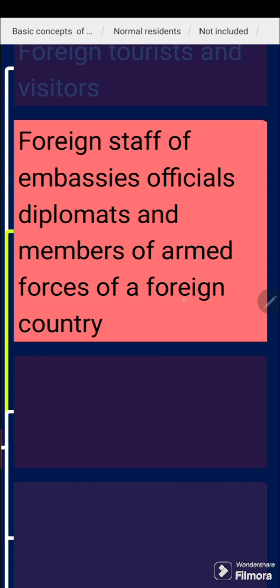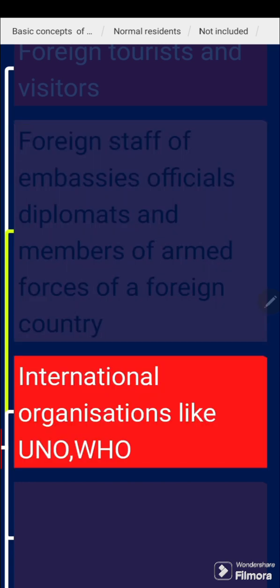The next category of people is foreign staff of embassies, officials, diplomats, and members of armed forces of a foreign country, who will be considered as the normal residents of the country from where they originate, not where they are working. The third category is international organizations like UNO and WHO. They are part of normal residents of the international area. Very important to remember, because our next point is related to this. They are normal residents of the international area, not the normal residents of the place where they are operating.